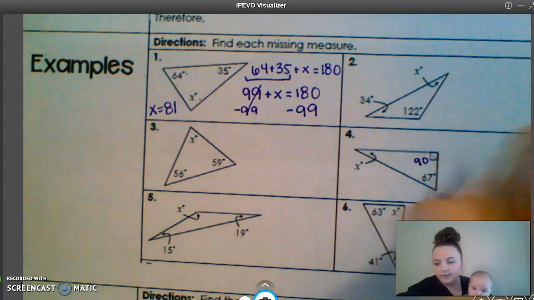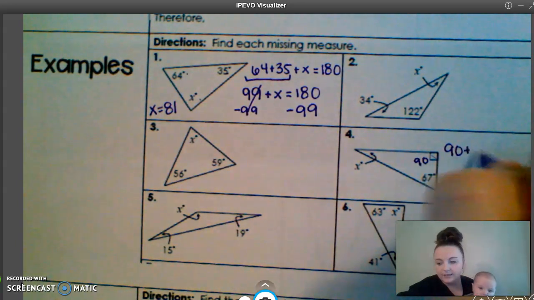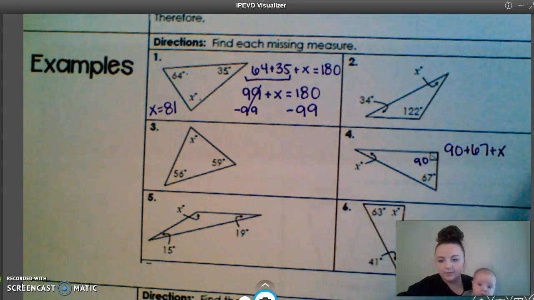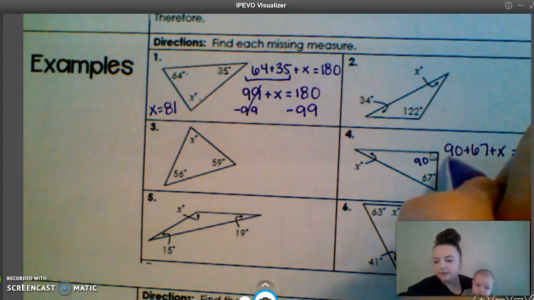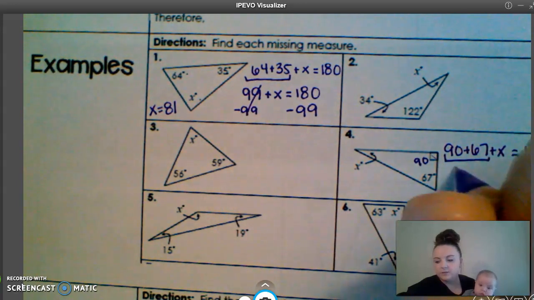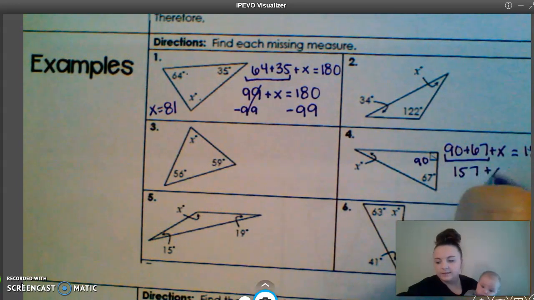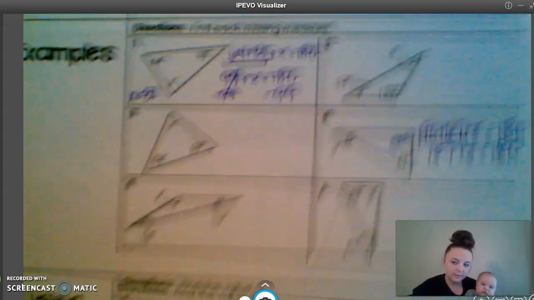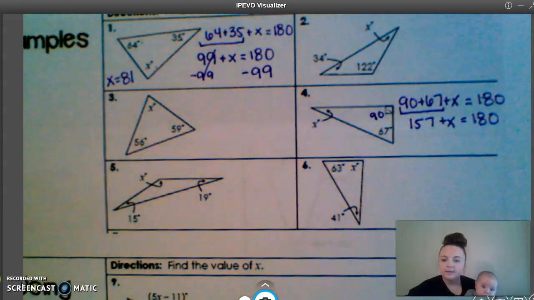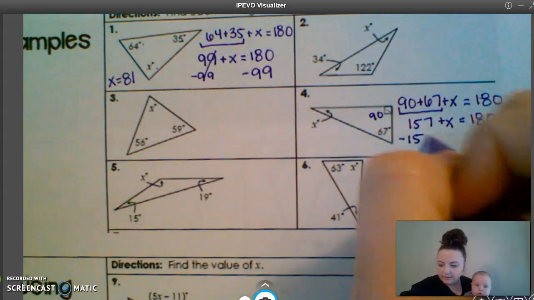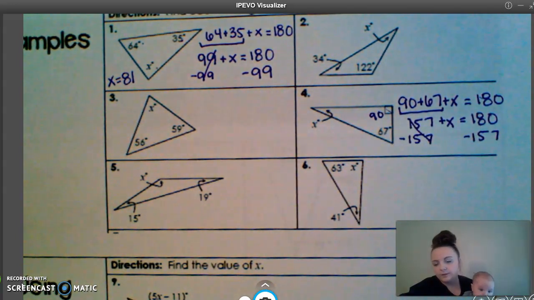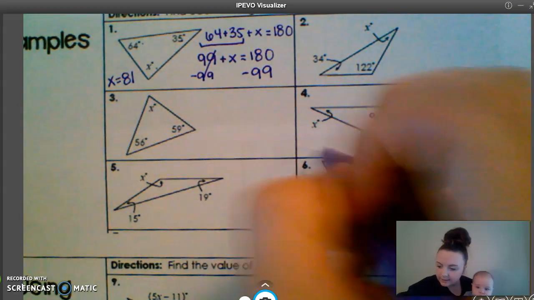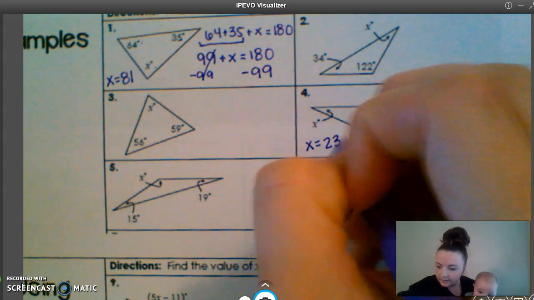So again, if you add them all up, it should equal 180 by definition. So I'm going to write them all and set them equal to 180. Well, 90 plus 67 is 157. The x didn't have any like terms, and that's the equation we're trying to solve right now. I'm sorry, I didn't realize you couldn't see that. Okay, so then I would subtract 157 from both sides, and I would get 23. So x equals 23 degrees.